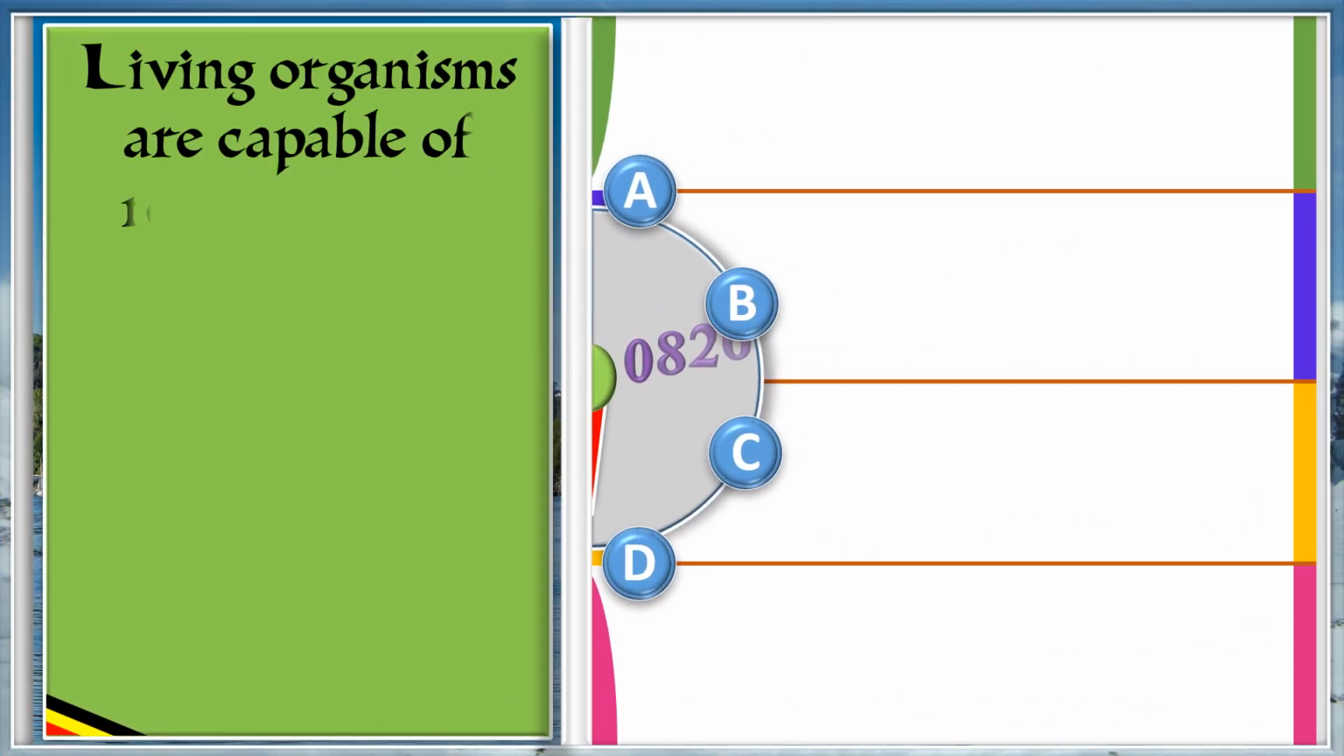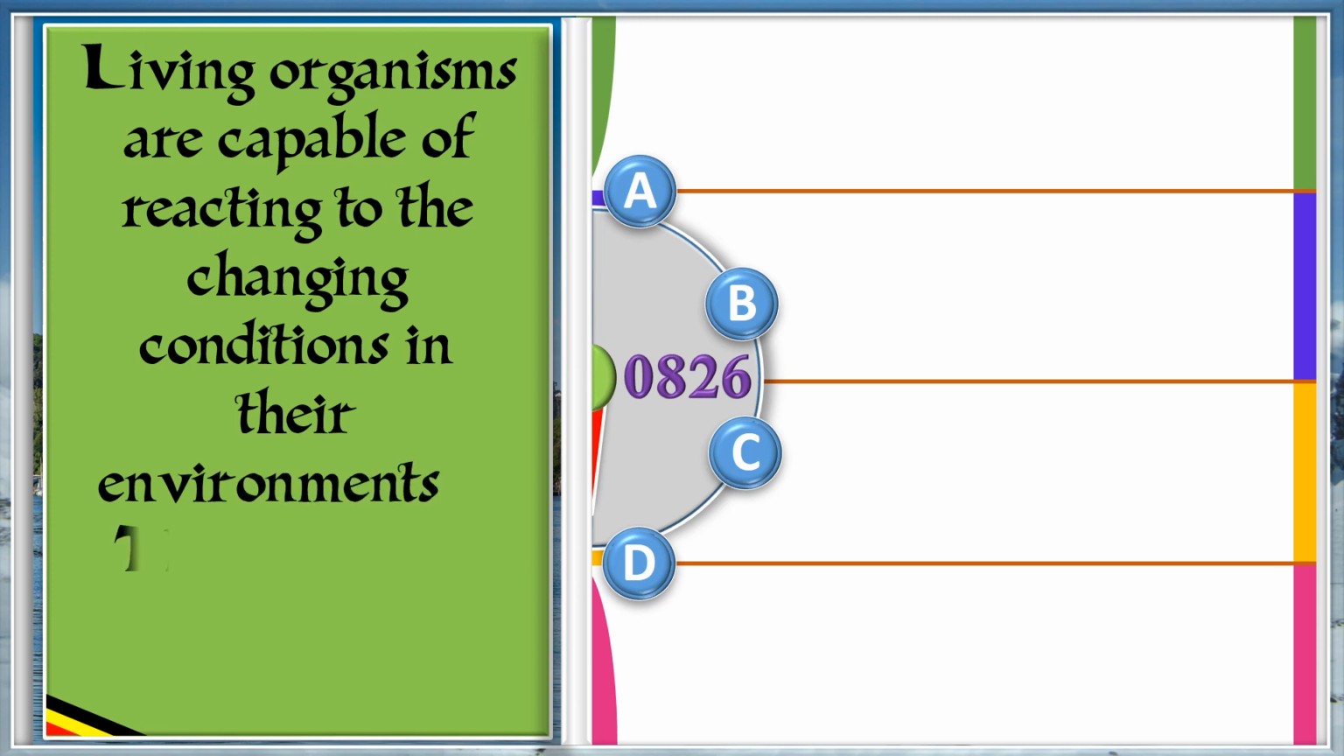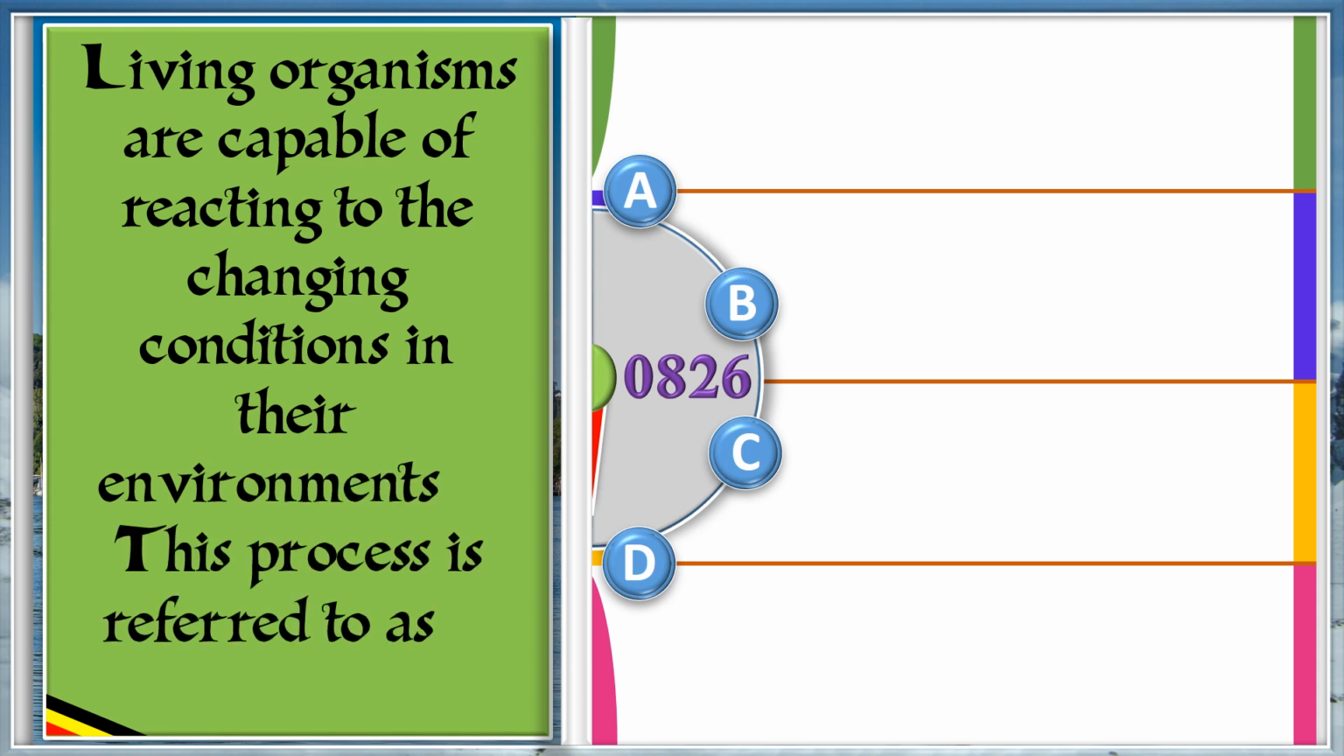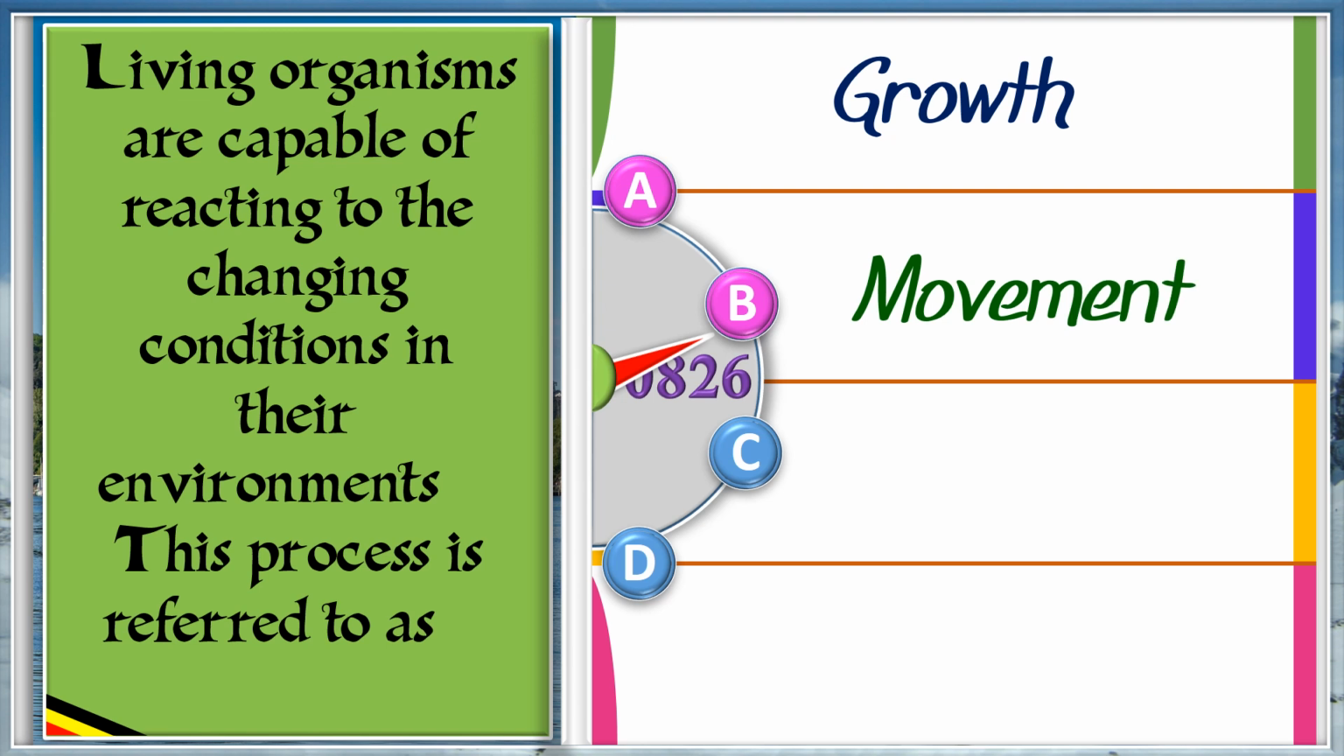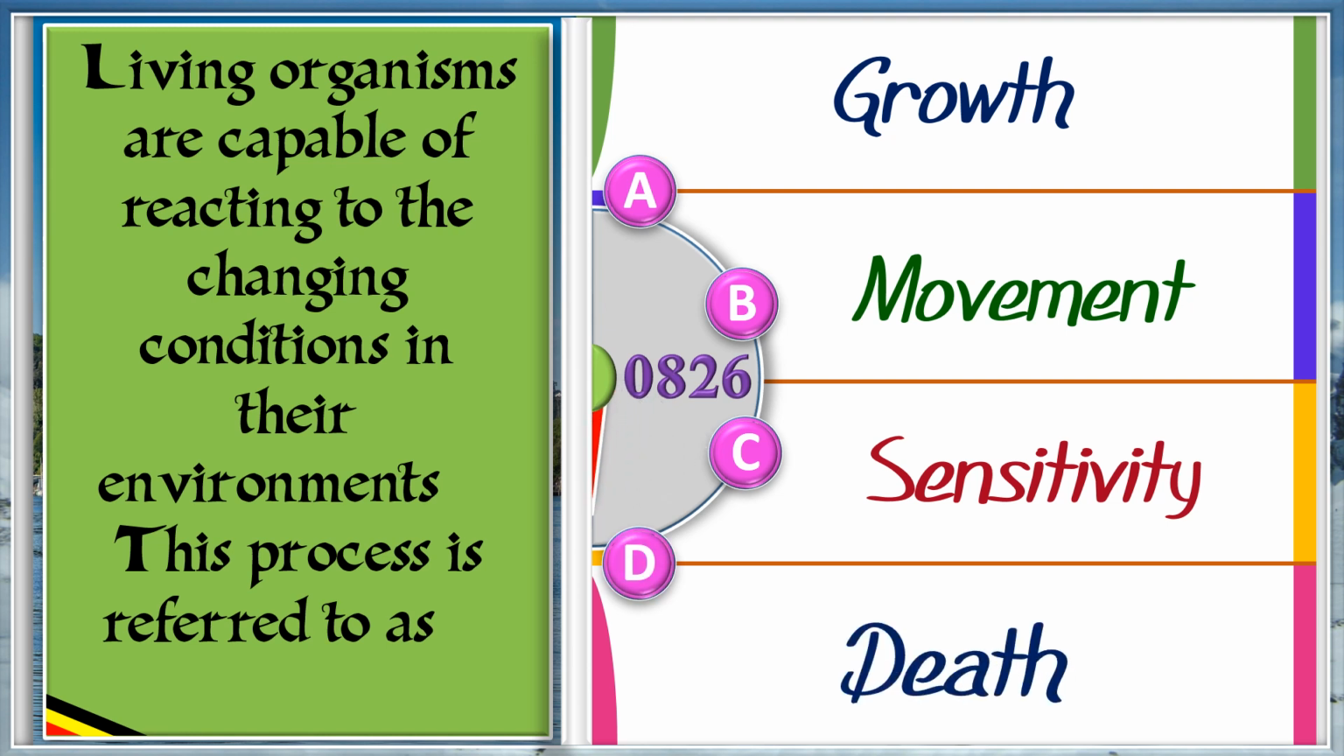Living organisms are capable of reacting to the changing conditions in their environments. This process is referred to as A. Growth, B. Movement, C. Sensitivity, D. Death. And the answer is C, sensitivity.